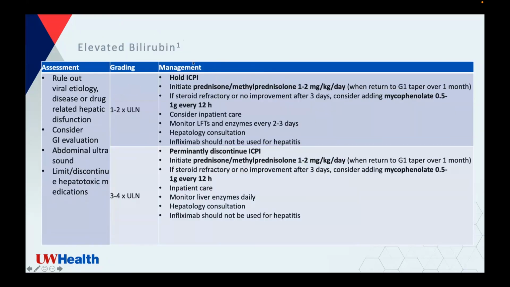So this same approach goes with the bilirubin, depending on the level of elevation. We're holding ICPI for 1 to 2 times upper limit of normal, initiating prednisone and methylpred 1 to 2 mg per kg per day, and then thinking about adding mycophenolate in as well. And then we're kind of following that same pattern with the 3 to 4 times the upper limit, but permanently discontinuing treatment at that point.